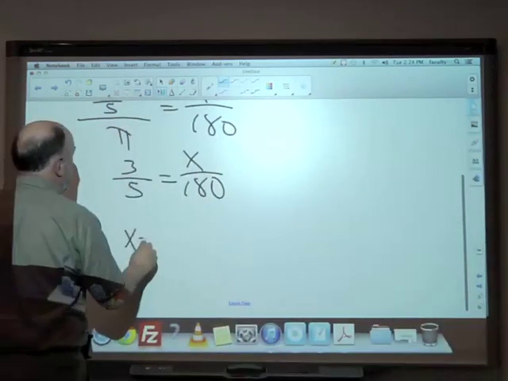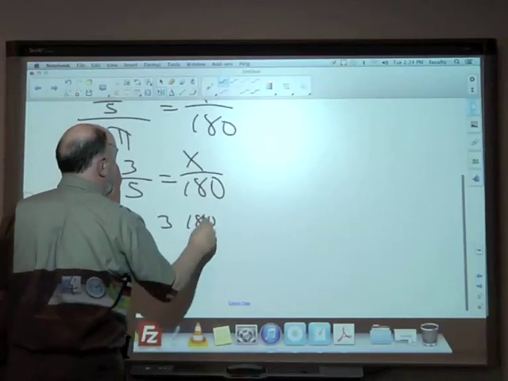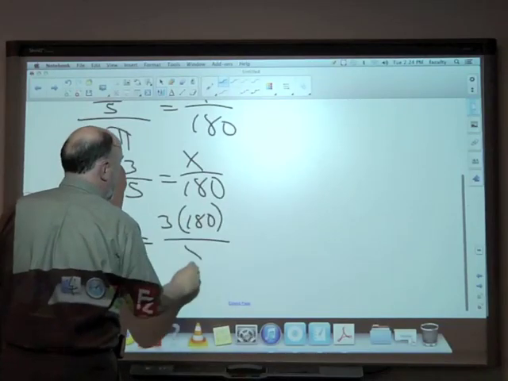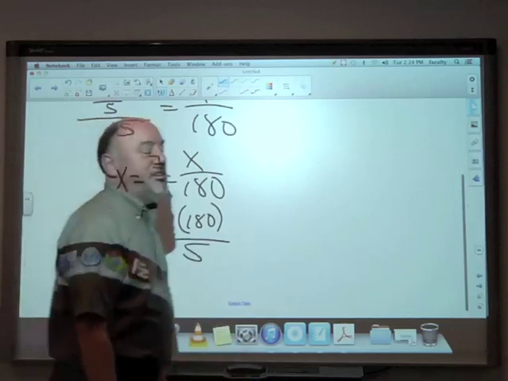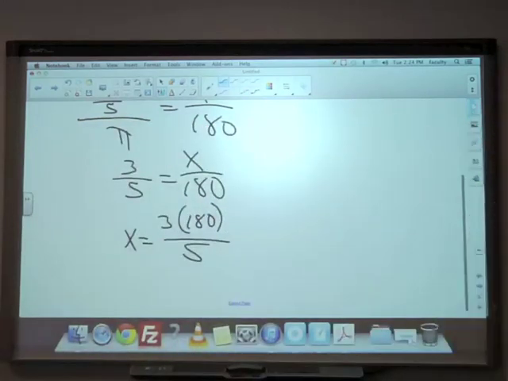So x is going to be 3 times 180 divided by 5, and that you can plug into the calculator and get a number. And you plug that in, you end up at 108 degrees.